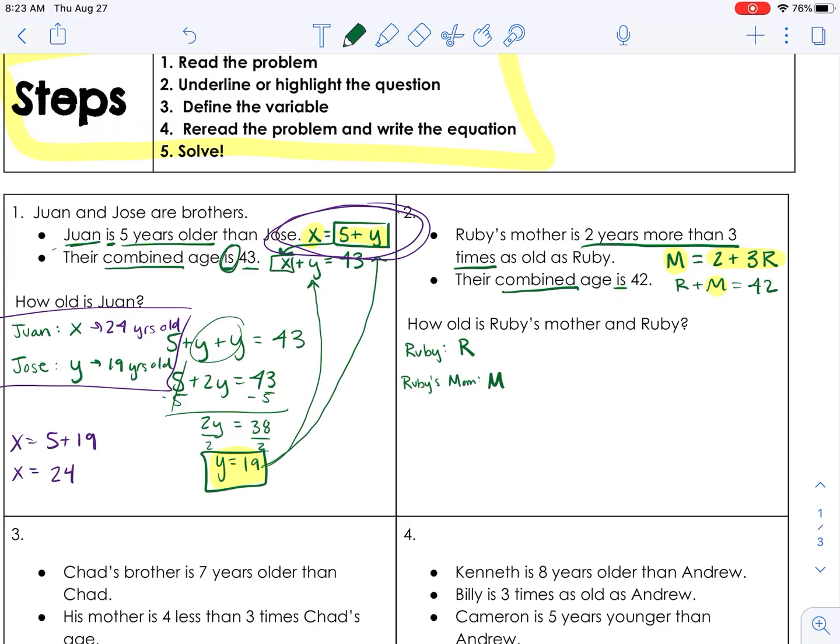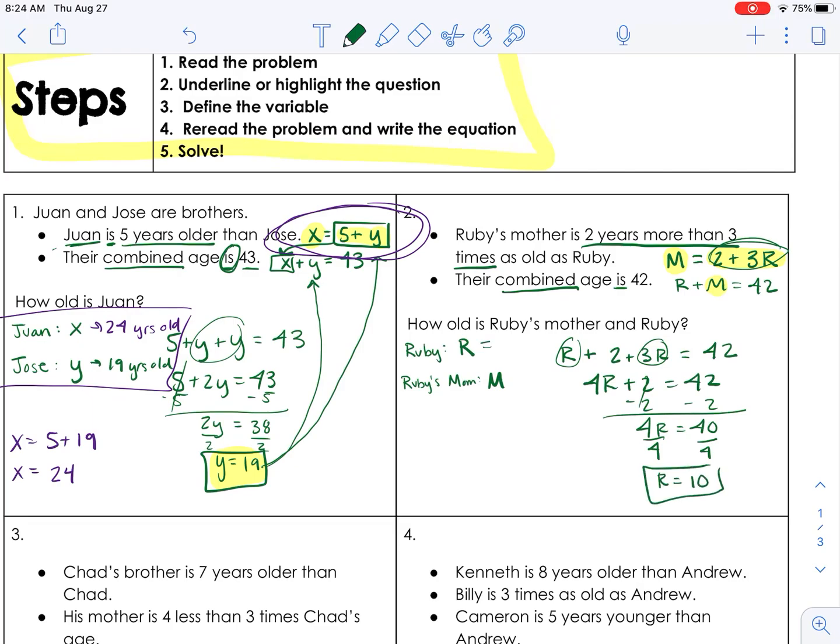So I'm going to go down here and say R plus 2 plus 3R, which we got right here because we know that's equal to M, equals 42. Then we can combine our like terms and we get 4R plus 2 equals 42. And we'll just solve that equation. And we're going to get R equals 10.